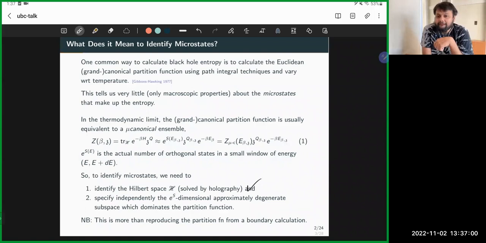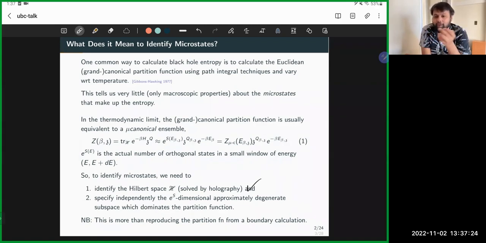Secondly, we need to specify independently the e to the S dimensional subspace which dominates the ensemble. Okay, so you can't just say, okay, look at all states with the right energy and charges. That we already knew. It's not particularly interesting. So I would say that these two are the requirements for what it means to identify microstates.